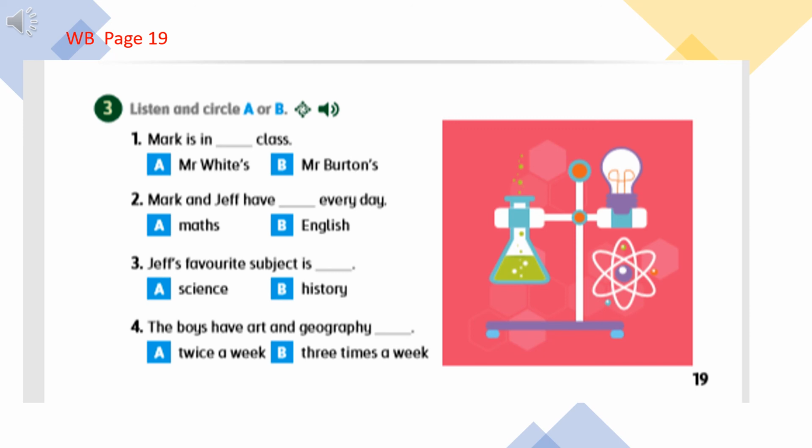Now, Mark is in Mr. White's class or in Mr. Burton's class. He is in Mr. Burton's class. B. Mark and Jeff have math or English every day. Math. Jeff's favorite subject is science or history. Jeff's favorite subject is history. The boys have art and geography twice a week or 3 times a week. Twice a week. Thank you.